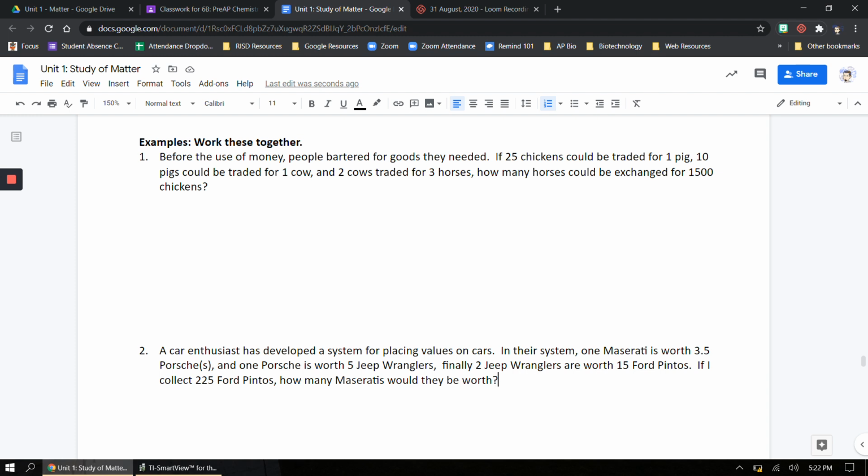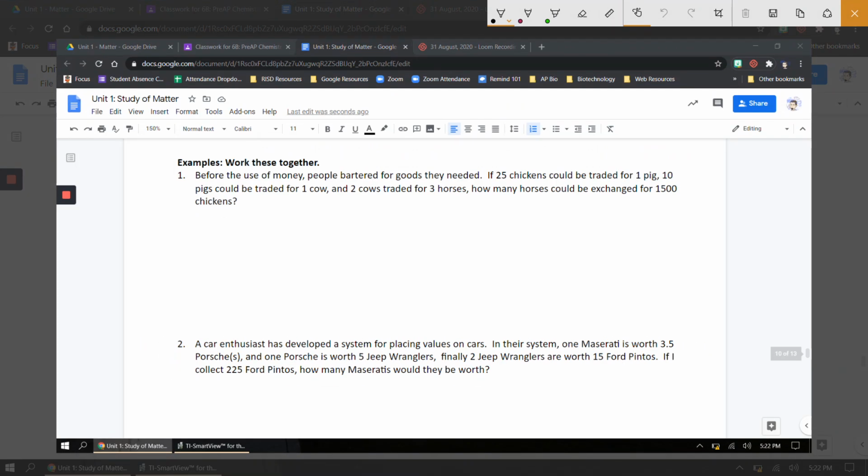The last example I'm going to do with you guys is number 1, ironically. In this case, what we have, it says, before the use of money, people bartered for goods that they needed. If 25 chickens could be traded for 1 pig, 10 pigs could be traded for 1 cow, 2 cows could be traded for 3 horses, how many horses can be exchanged for 1,500 chickens?